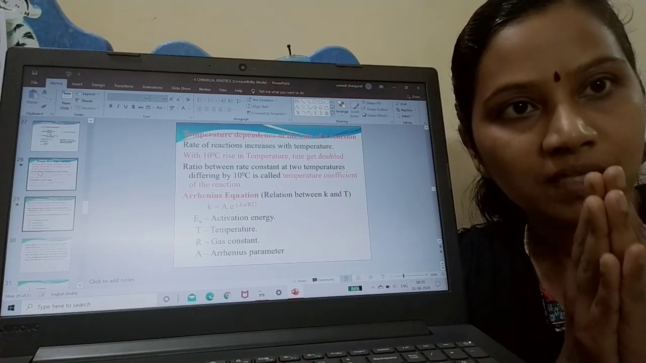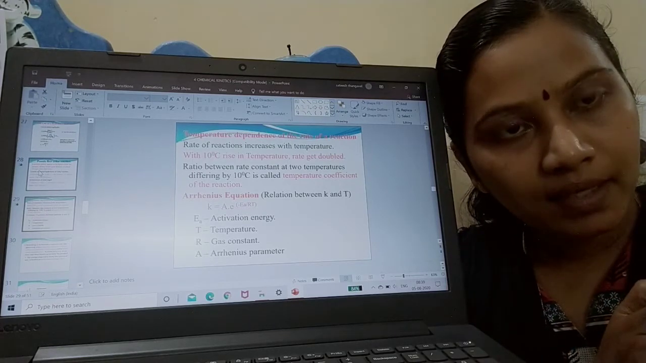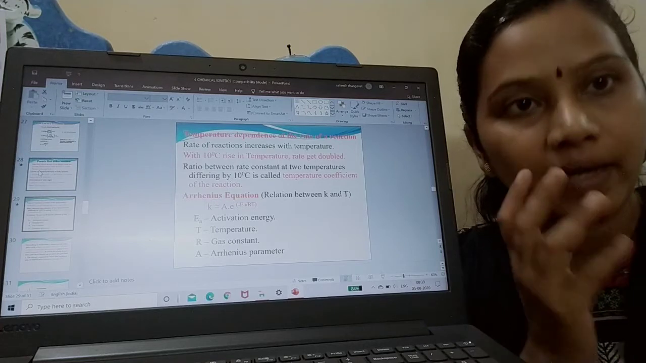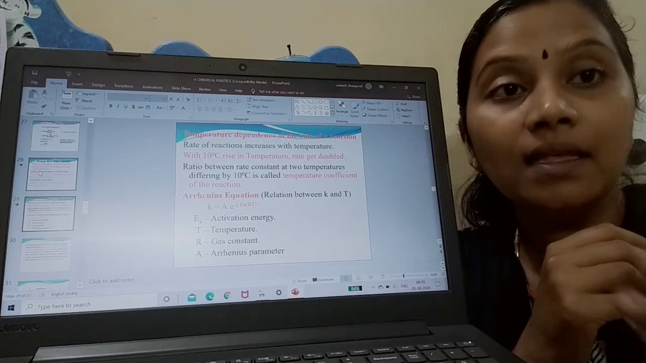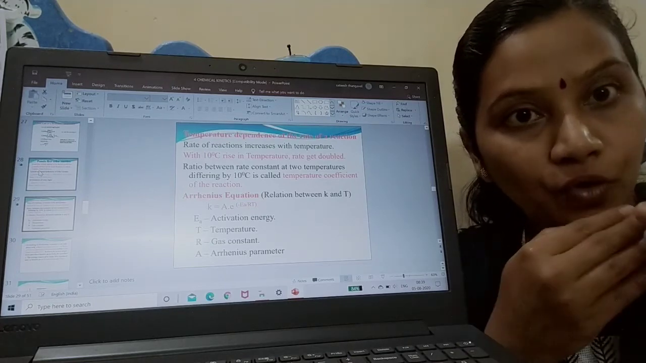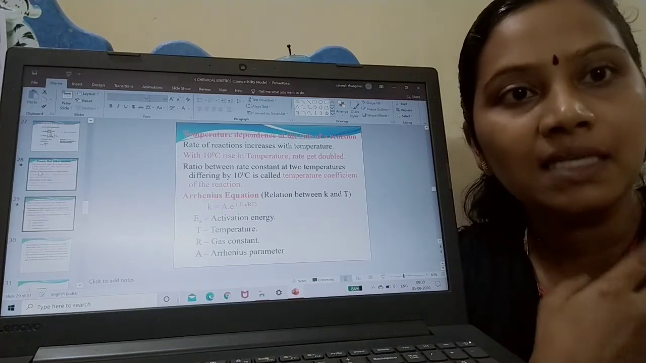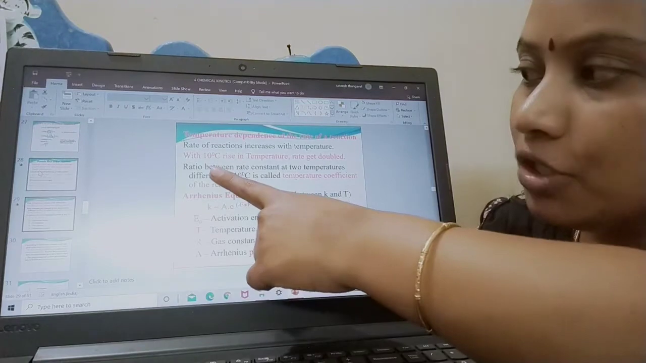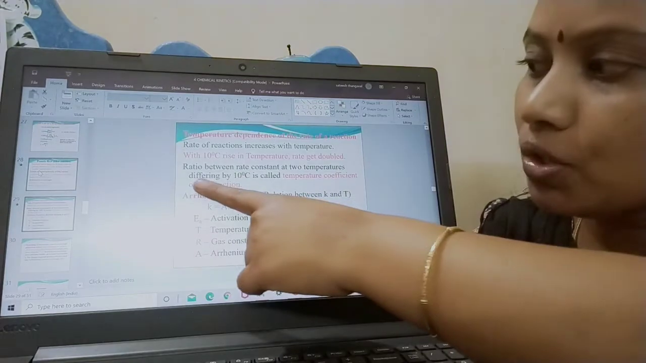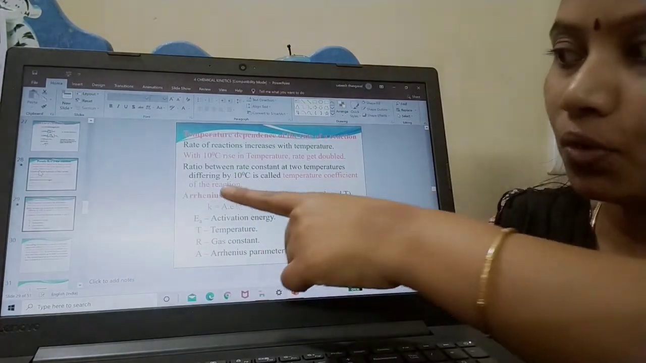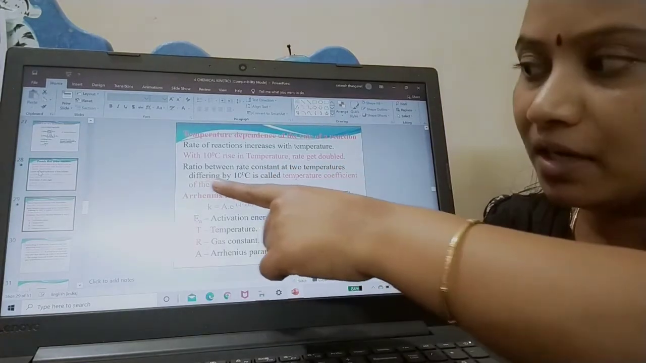So as the concentration of reactant increases, rate of reaction increases. If temperature increases, rate of reaction increases. To what extent? If I increase the temperature of the reaction by 10 degrees, then my reaction rate is doubled. So for every 10 degrees rise in temperature, my reaction rate is doubled. Now the ratio between rate constants at two temperatures differing by 10 degrees is called the temperature coefficient of a reaction. So what is temperature coefficient? Ratio between the rate constants at two temperatures which differ by 10 degrees.